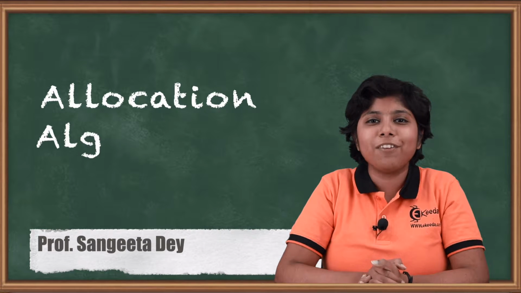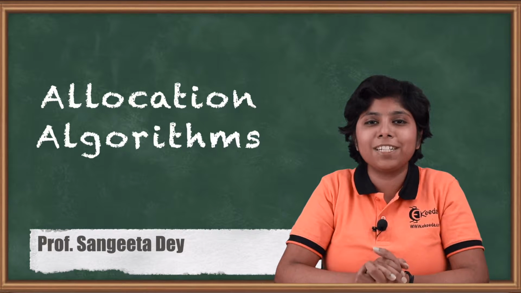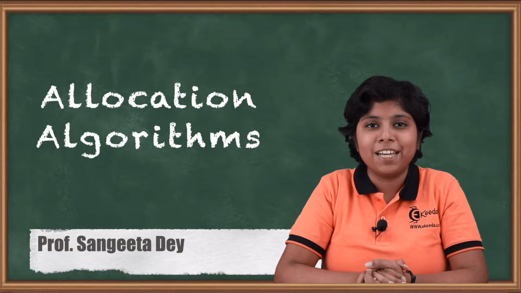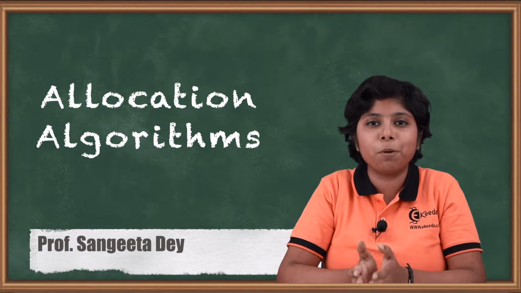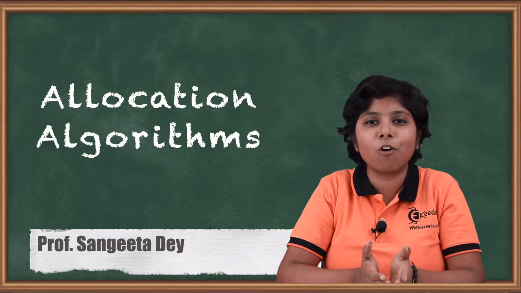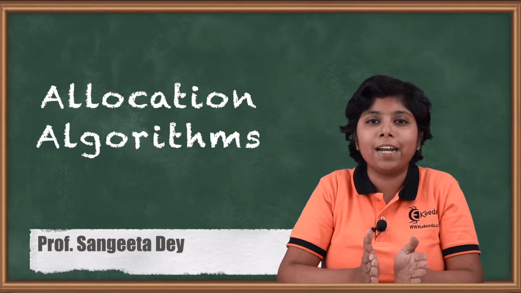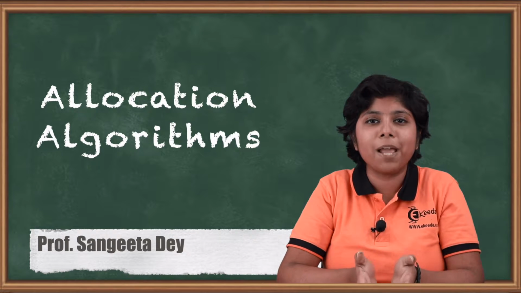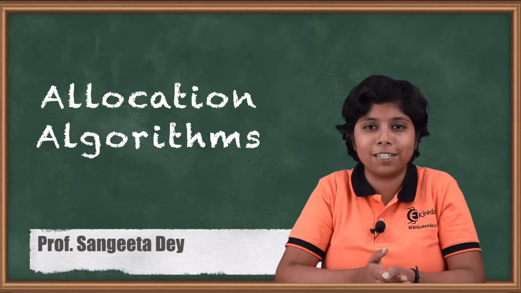Hello friends, today we are going to discuss allocation algorithms for frames. What are the different types of allocations, that is equal allocation and proportional allocation? How can proportional allocation be advantageous over equal allocation, and how can a high priority process be advantageous over a low priority process?